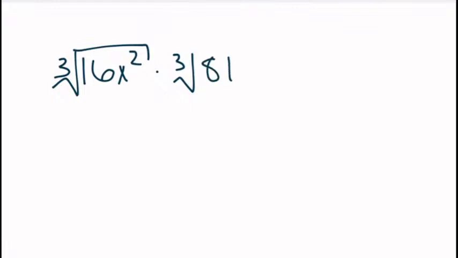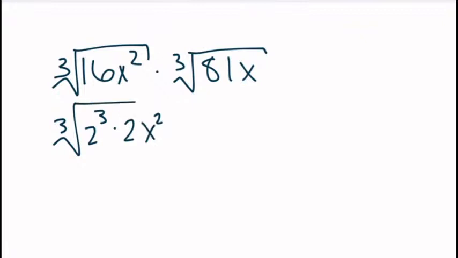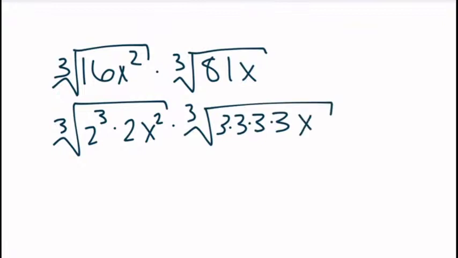Next, we're going to do some multiplication. I'm just combining all sorts of problems in here. So we have the cube root of 16x squared times the cube root of 81x. So the first thing we want to do is simplify these factors to make it easier to multiply. So 16 is 8 times 2, which we know is 2 cubed. And then 81 is 9 times 9, which we know is 3 times 3 times 3. So we're going to take out the 2 from here, and then we're going to be taking out 3 from here.